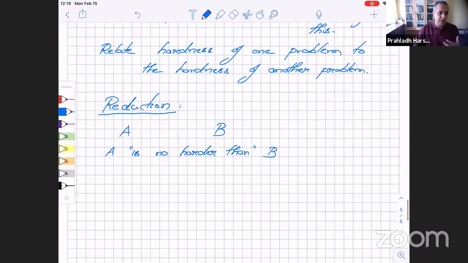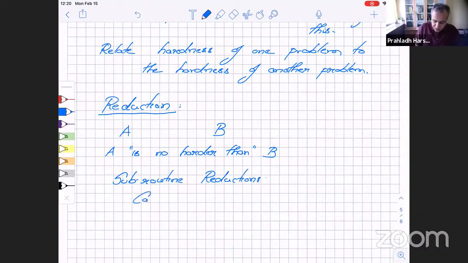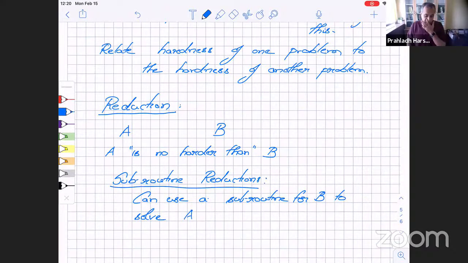I want to capture this fact somehow. So one way of doing it, typically if you look at an algorithm, suppose I give you a subroutine, I give you a program that solves B. Then can you use that program to solve A? If you can, that means A is no harder than B, because you can use the program. This is what I'll call subroutine reductions. You can use a subroutine for B to solve A. That's one kind of reduction. And if you've done the theory of computation, you might have seen this; these are also called Turing reductions.